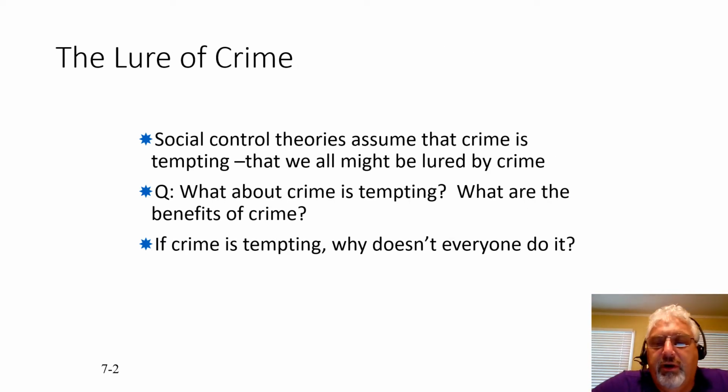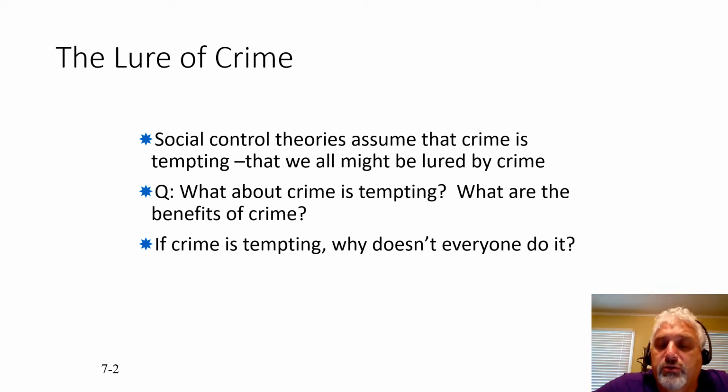So social control theory focuses on what they call the lure of crime. What is it? What's to be gotten from this? What's the benefit of committing crime? So social control theorists assume that crime is tempting and that we are all at risk of being lured into crime. So, basic question, what about crime is tempting? What are the benefits of crime? So obviously money, revenge. There are a variety of reasons why people commit crimes, and why they expect to benefit from it.